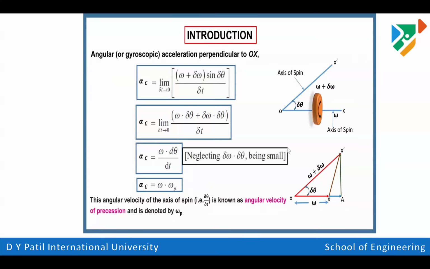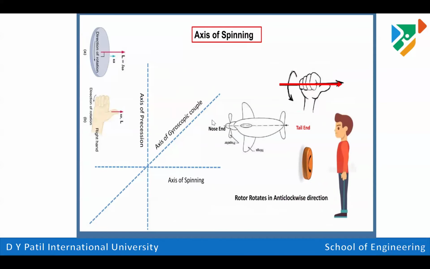So again, delta omega and delta theta are very small terms, so we can neglect this. So acceleration will be omega into omega b. That term value we have. Okay. Now look at the axis.